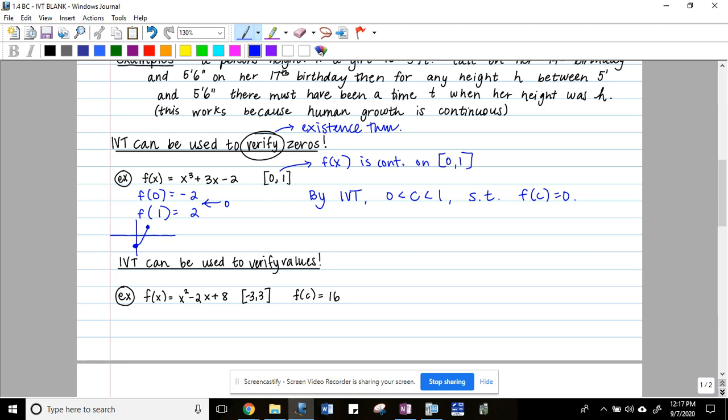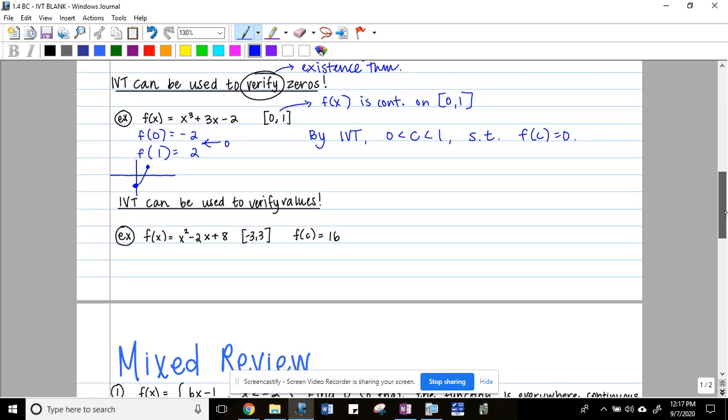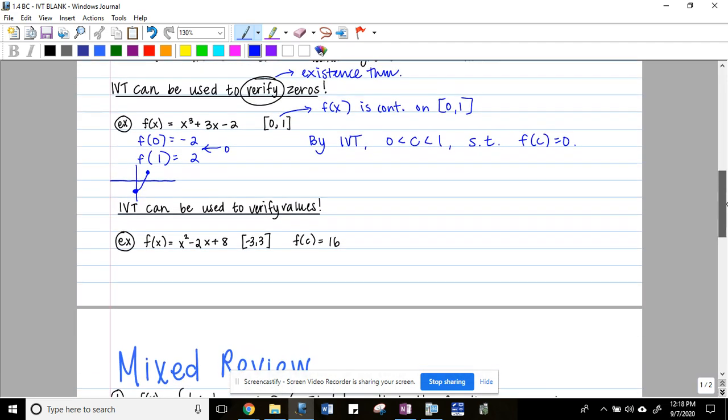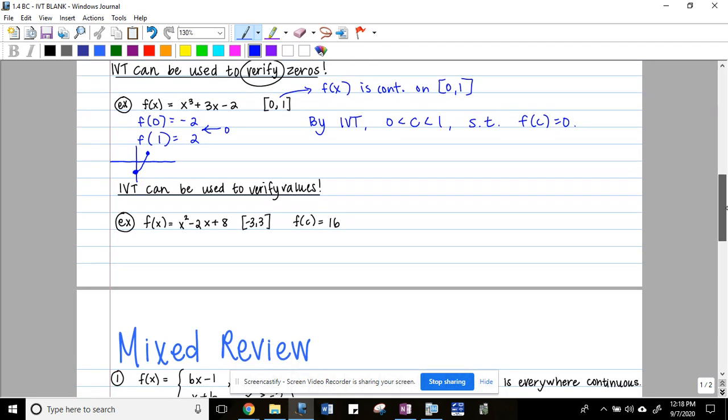IVT can be used to verify values. If yours said find, this originally said find, it should be verify. It's just an existence theorem, so it doesn't help us find anything. It just says, hey, yeah, there's something where that exists.